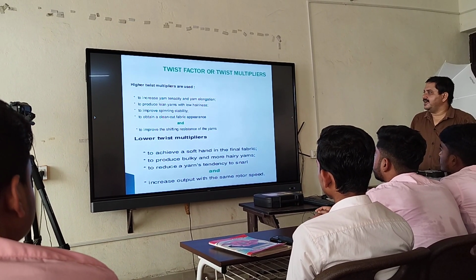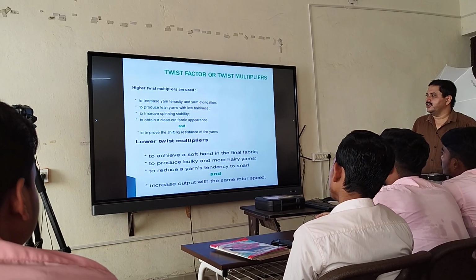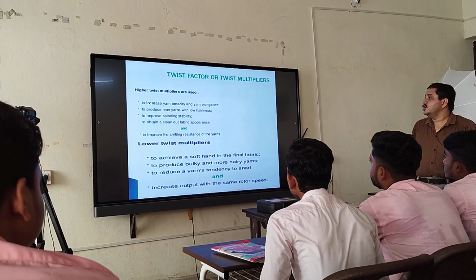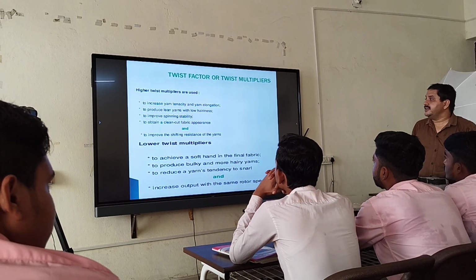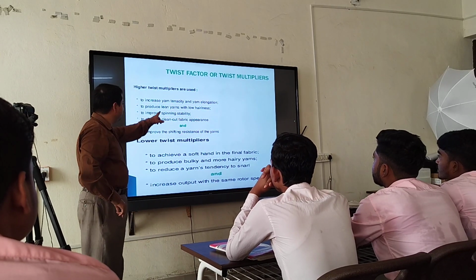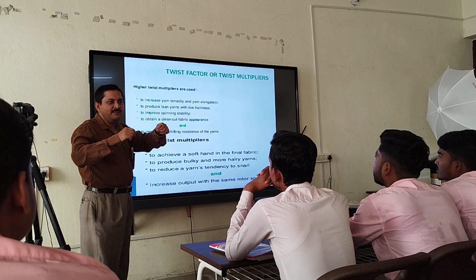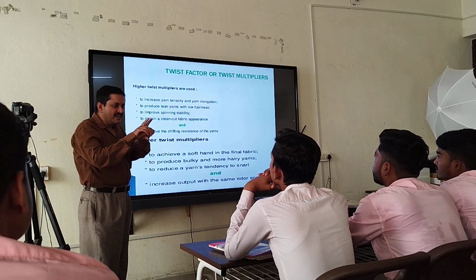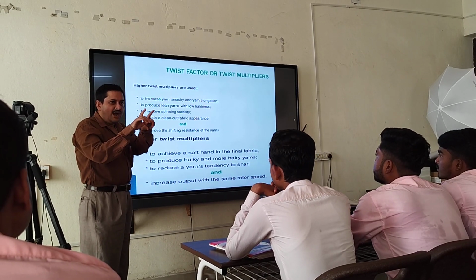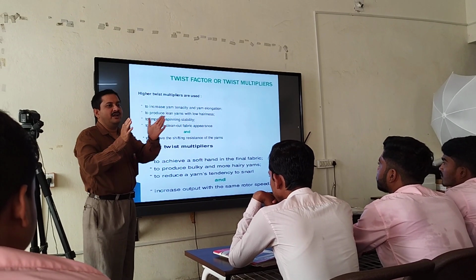High twist multipliers are used to increase the yarn tenacity and yarn elongation. Next, to produce clean yarns with low hairiness. If the twist level is more, what will happen to the hairiness of the fiber? Hairiness means the protruding fiber, the fiber which is away from the main body of the yarn.